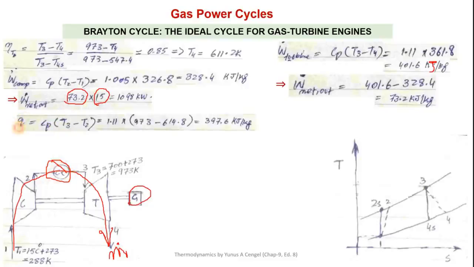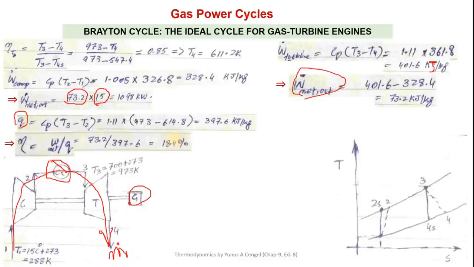So by putting values, we can find out this heat transfer per unit mass, that is 397.6 kilojoules per kilogram. We needed this Q to find out the efficiency, because the next question was to find out the thermal efficiency of this power plant. So now efficiency is given by net work output per kilogram divided by this Q. So efficiency comes out to be 18.4%.